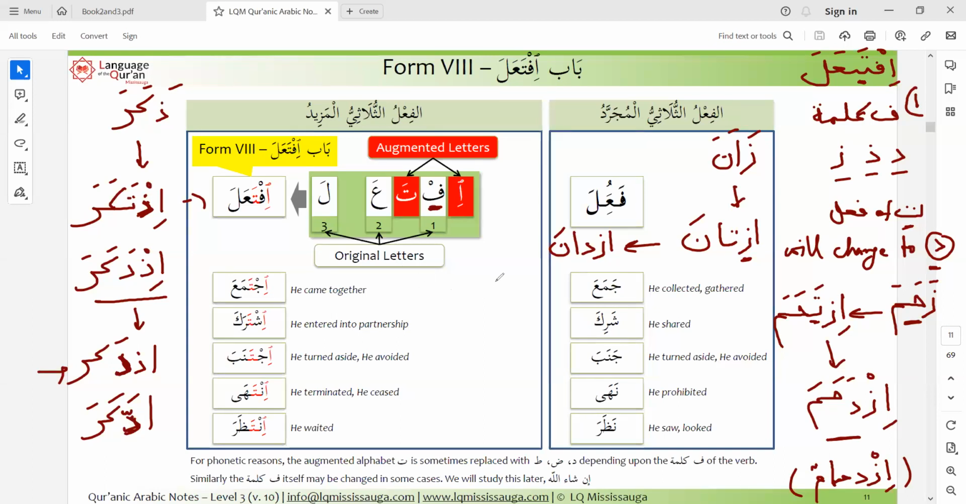Okay. Let's take another one, da'a. From da'a, yad'u. If we put it in this form, then we get idta'a. Then since this is either dal or zai, the fa kalima will change to what? Dal. So idda'a. Correct? And from this, what we get is idda'a, yadda'i, mudda'in. Okay? This is one condition: that if fa kalima is either dal, dhal, or zai, then ta of fail will change to dal. And we have seen a few examples.